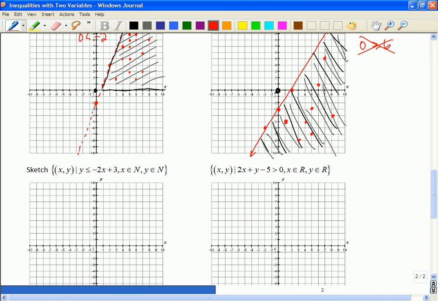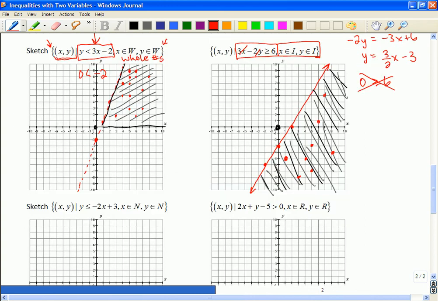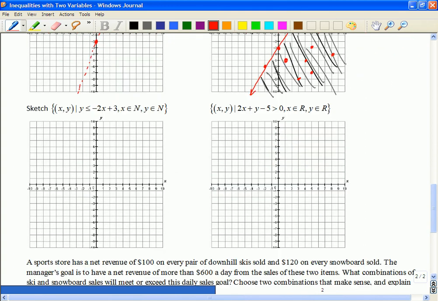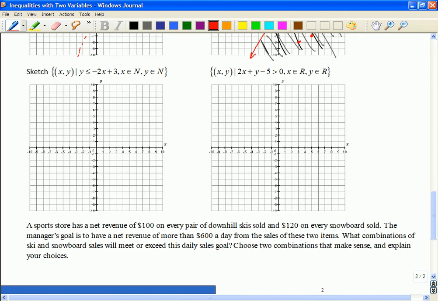Okay, so this one I would like you to try. This last one, can I move it down? This last one, I'd like you to give it a try by yourself. These are only the natural numbers count in this one. Okay, so I'll show you what my solution is going to be here.